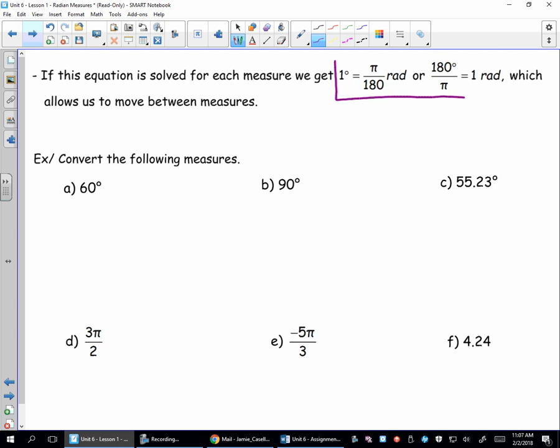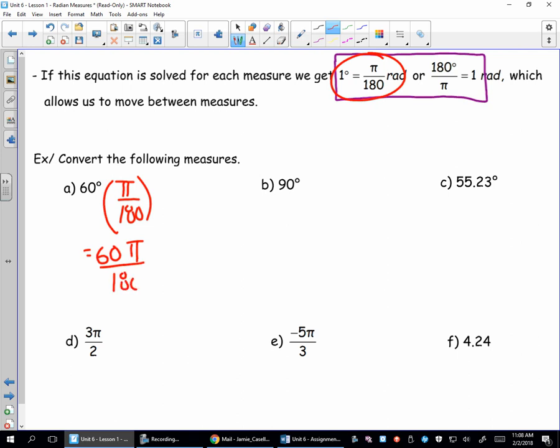Okay, so there's our summary here. 1 degree is pi over 180. 180 over pi is 1 radian. It depends on which one you want to convert from or to, which one you're going to use. So let's try some. 60 degrees. I want to convert that to radians. Well, if I know that 1 degree is pi over 180, I can multiply it by 60, and I'll get 60 pi over 180, which reduces to pi over 3 radians.